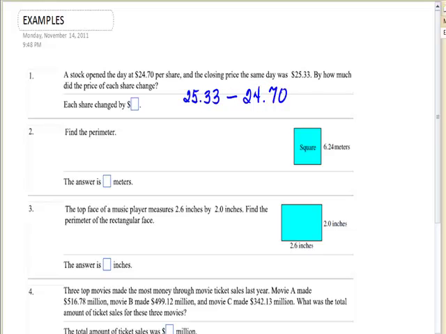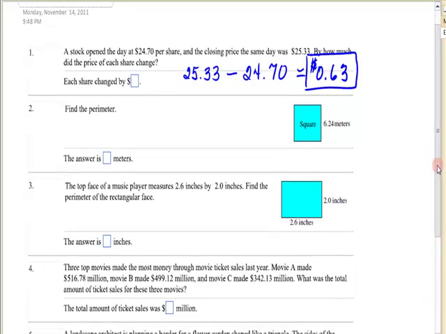24.70. If it turned out that it closed lower than it opened, you would have a loss, you would have a negative number, but that's not the case in this. So 25.33 minus 24.70 gives me 0.63 cents, and the dollar sign will be in front of the box.